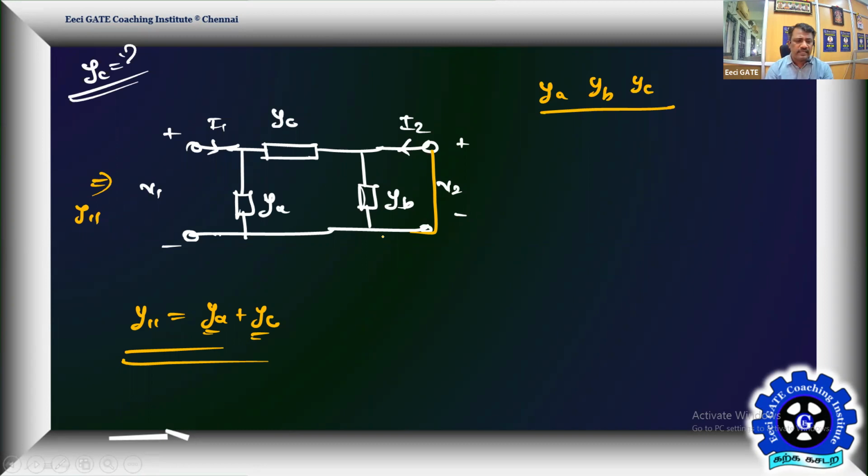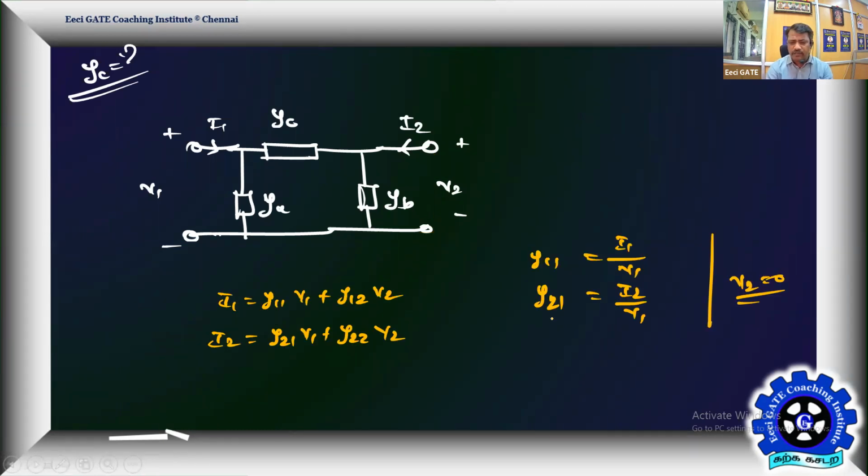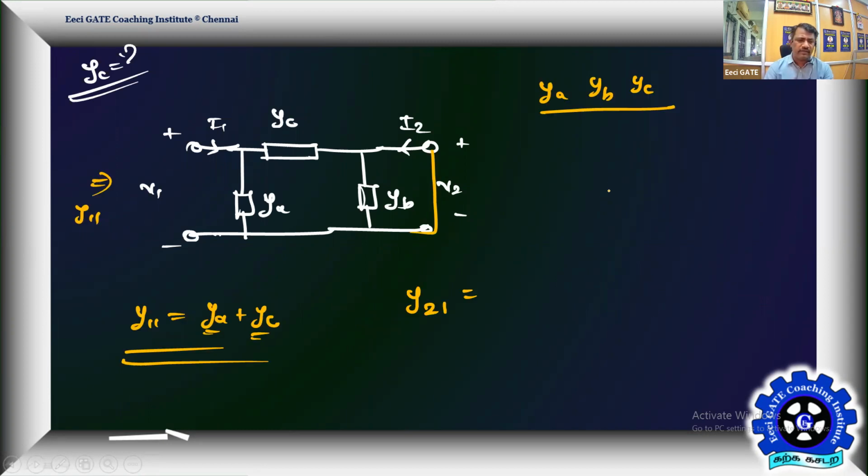So V2 is shorted. Then I'll go for Y21, same column, as per the plan. V2 already 0. That means I need to find out I2 by V1. So this is I2. This is shorted, which means there won't be any current in this. So the current will be in YB. That's my I2. I have to get Y21 as I2 by V1. So tell me what is I2 by V1 from this. It's also going to be a function of YA and YC. Because we know Y11, we also know Y21, so we can complete the problem instantly for YC. With that we will freeze the problem.